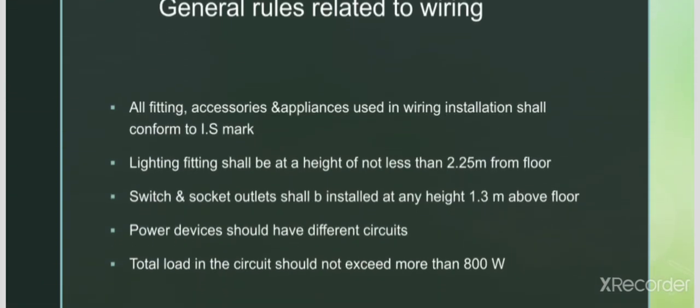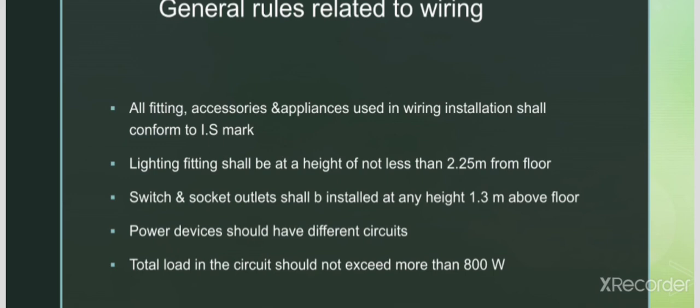And replacement of conductors, fault location and excision can be very easy by using concealed conduit wiring. And there are some general rules related to the wiring. During the wiring installation, the wiring installation shall generally be carried out in conformity with the requirements of the Indian Electricity Rules. The following are some general rules, extracts from the BIS, the Bureau of Indian Standards.